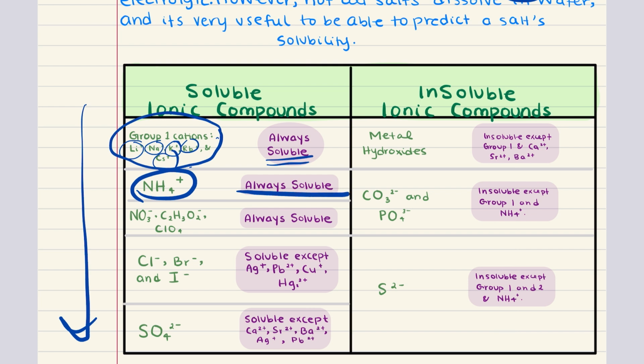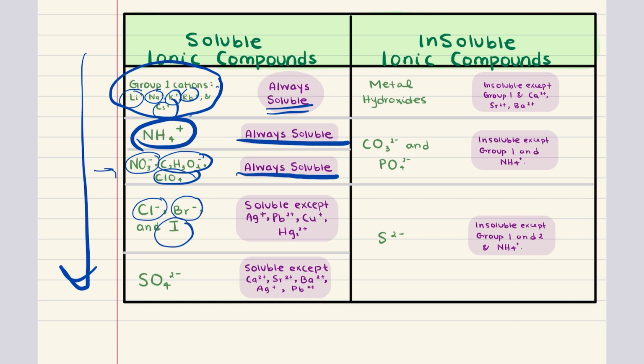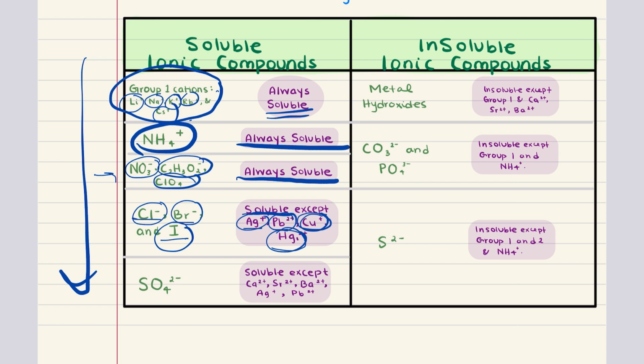Then we have this category where we have nitrate, acetate, and perchlorate, and these 3 anions are always soluble. Then our next category, we have chloride, bromide, and iodide, and the rule here is that they are soluble unless they are paired with silver, lead, copper, or mercury. Specifically copper 1 and mercury 1, then they are not soluble. So again, chloride, bromide, iodide are soluble unless they're paired with any of these 4 cations.